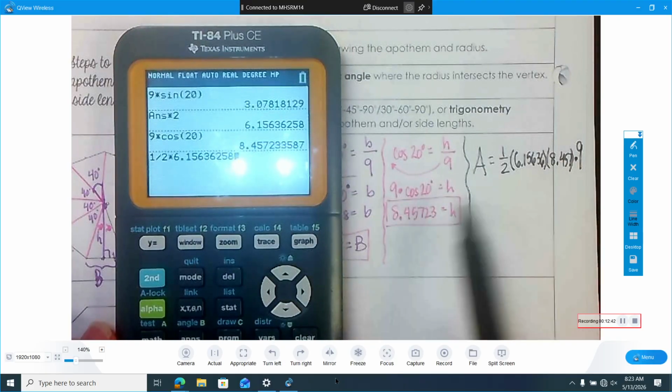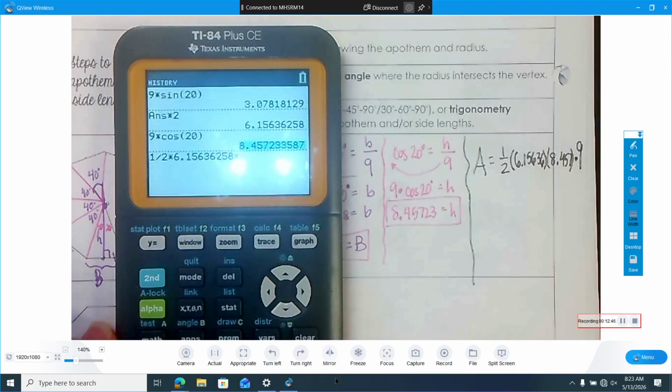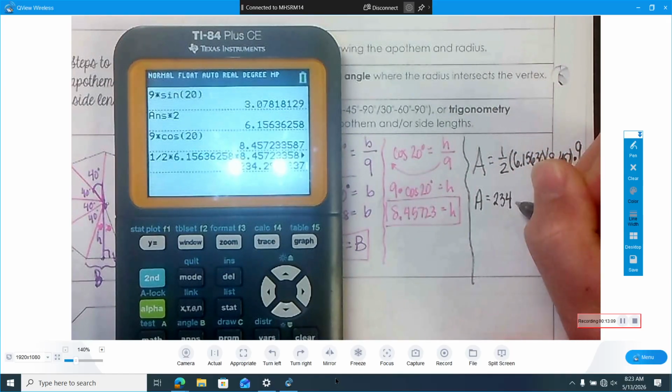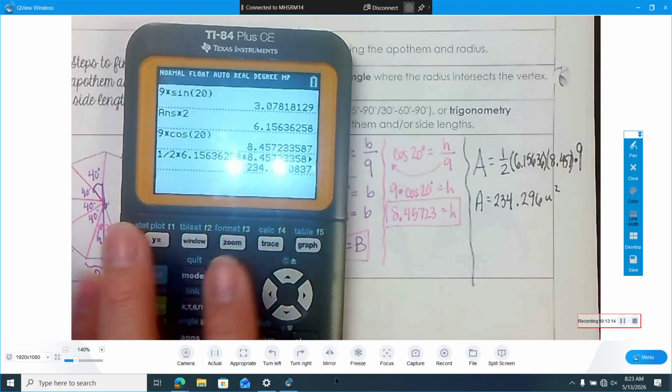So there's my big base. And then my height value was the 8.4. So I'm going to grab that one. And then I'm just going to times by 9. So I encourage you, don't round. In math, we never round. In science, we don't round until the very last thing, okay? Otherwise, if you round too many times, you're totally off at the end. So we don't round until the end. And so we get an area of 234.296 units squared. I don't know what the units are, but.